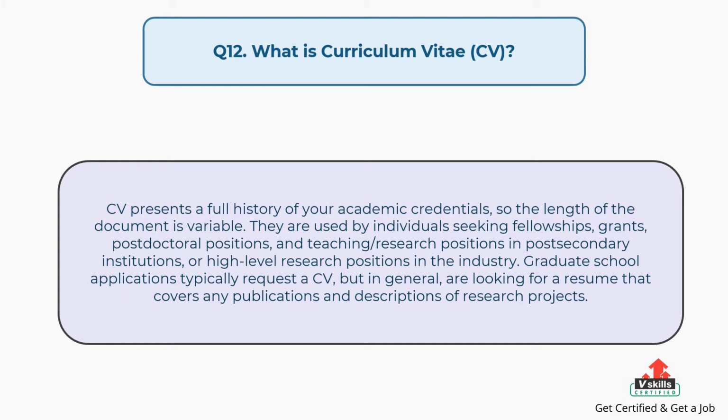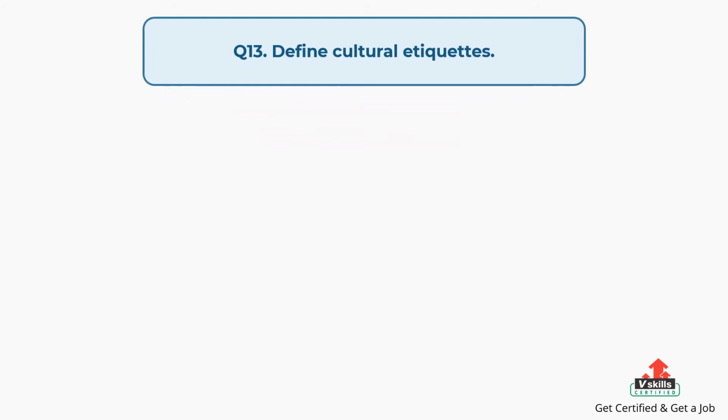Graduate school applications typically request a CV, but in general, are looking for a resume that covers any publications and descriptions of research projects. Question number 13.